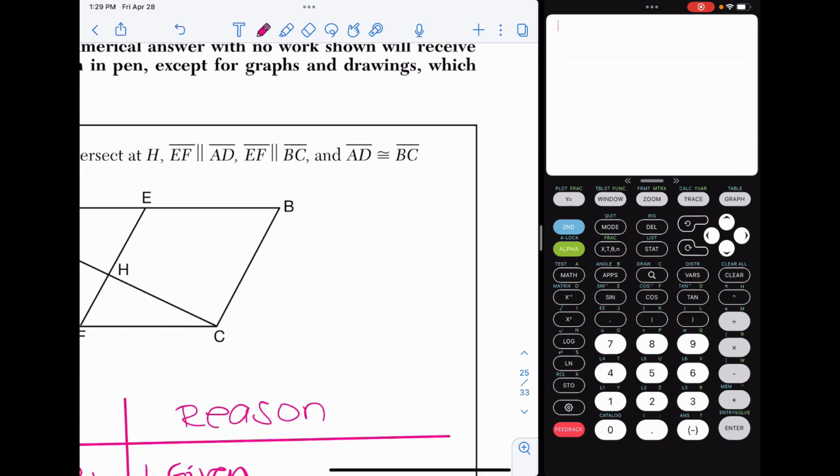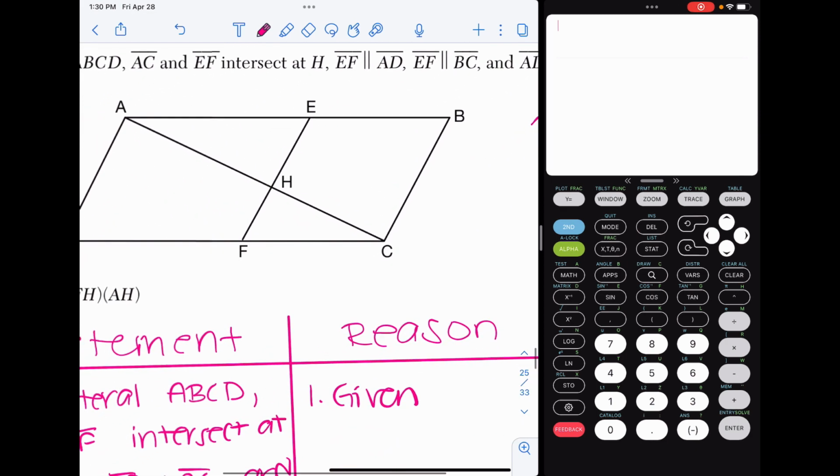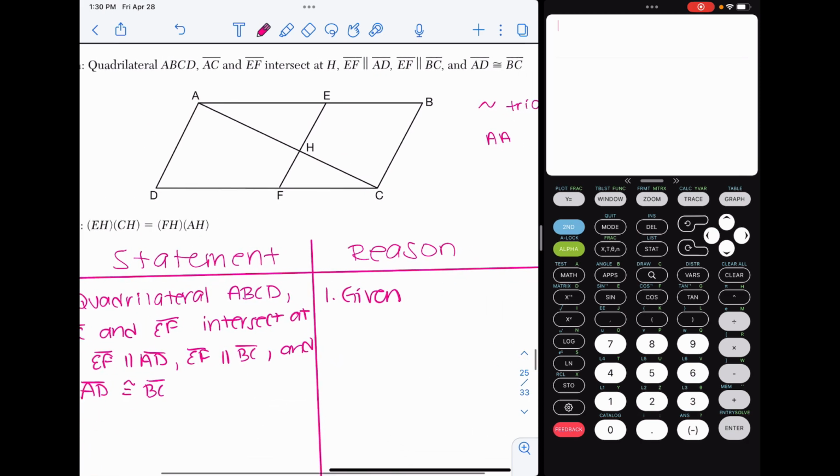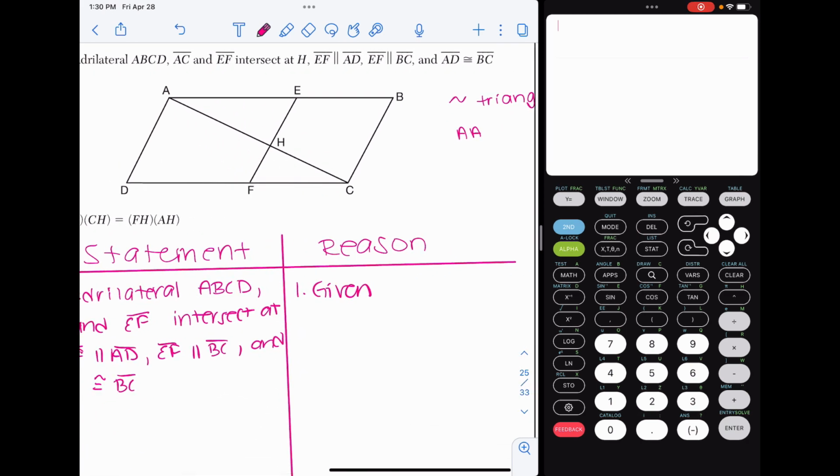So I'm just going to put some notes off to the side. That's how I know I am looking for similar triangles. Pretty much every single similar triangle proof, you're going to prove the triangles are similar by the angle-angle similarity theorem. So my goal is to prove that 2 angles in triangle AEH are congruent to their corresponding angles in triangle CFH, and then we'll deal with the proof statement. But first, let's just get the triangles to be similar to one another.